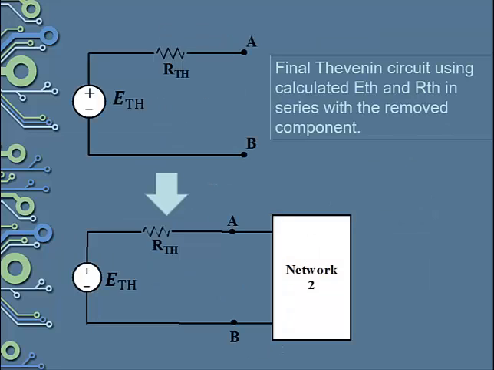Finally, we can reconstruct our circuit using the values that we have obtained for the Thevenin voltage being our source and our Thevenin resistance being our single resistor in series. We can now replace the removed components between A and B and have a final Thevenin circuit.